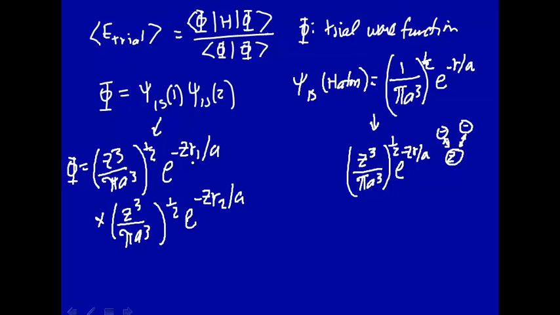This depends on the coordinates of electron 1. This depends on the coordinates of electron 2. We multiply these together and we get the trial wave function. And the idea is that with that trial wave function, we get a trial energy, and we vary this parameter z until we get a minimum energy, and that'll give us the best energy, and with that value of z, this will give us the best wave function. So that's where we're going.